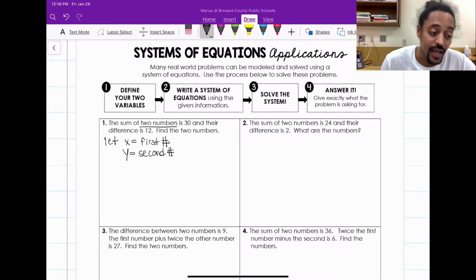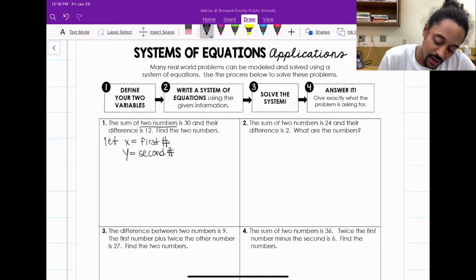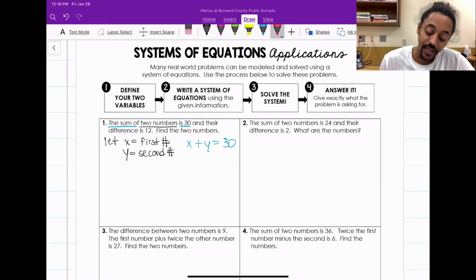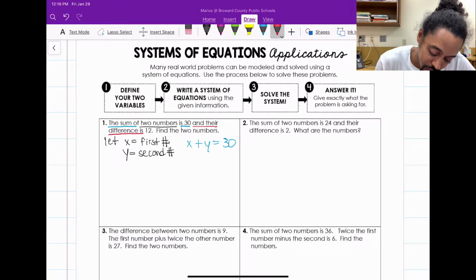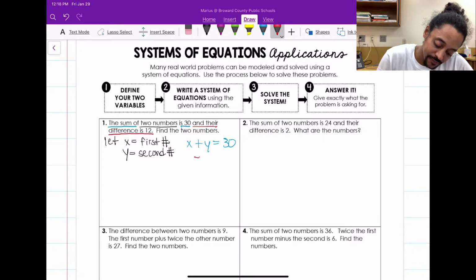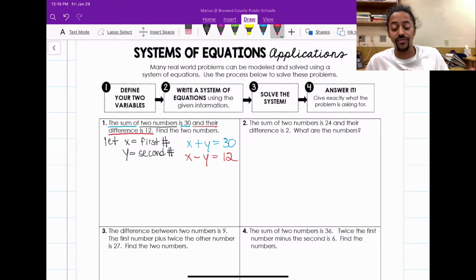Okay. Now that we've defined our variables, we can go ahead and write our equations. So the first equation is going to be the sum of two numbers is 30. So the sum, which means to add, x plus y, that should be equal to 30. Now, the second equation is going to come still from that first sentence. It says, and their difference is 12. So difference means to subtract. x minus y should equal 12. And now we've defined our variables and we wrote our equations for our system.